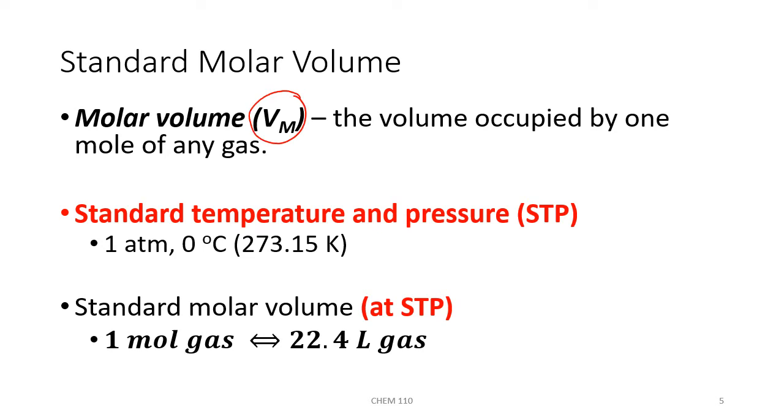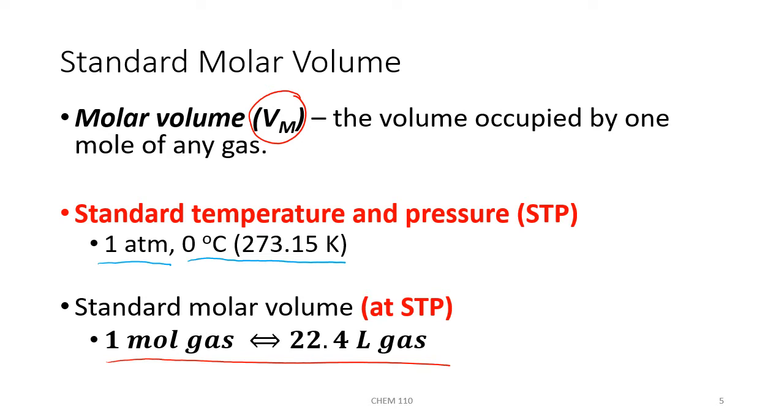Molar volume can be measured at a set of conditions known as standard temperature and pressure, STP for short. The standard temperature is 0 degrees Celsius or 273 Kelvin, and the standard pressure is 1 atmosphere of pressure. At conditions of standard temperature and pressure, 1 mole of any gas will occupy the exact same volume. So our molar volume at STP is 22.4 liters.